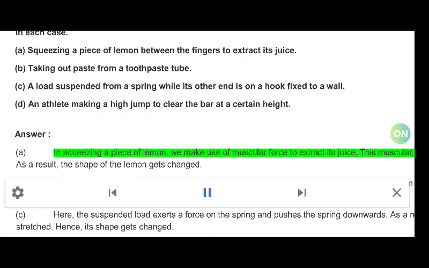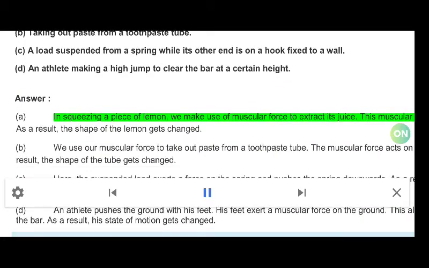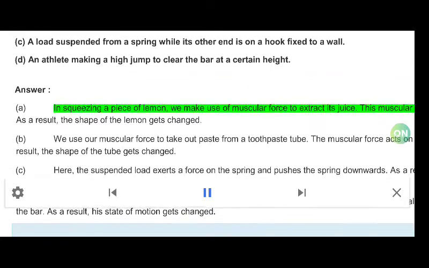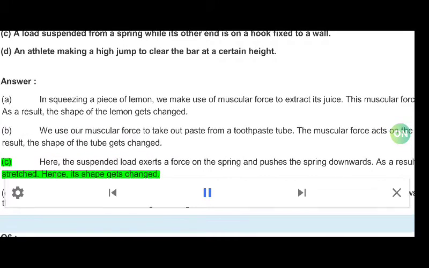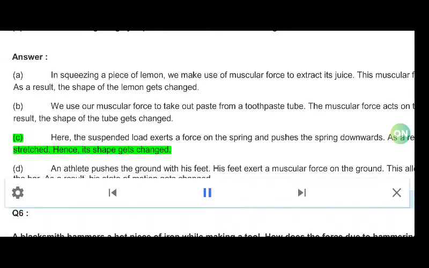In squeezing a piece of lemon, we make use of muscular force to extract its juice. This muscular force acts on the lemon. As a result, the shape of the lemon gets changed. B. As a result, the shape of the tube gets changed. C. Stretched. Hence, its shape gets changed.